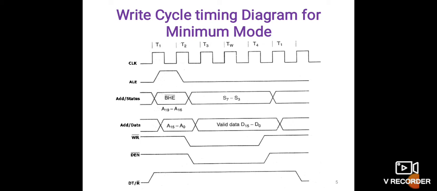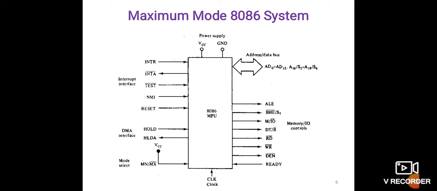And here you could see that the higher order information, address information, is latched during the first T state, and the valid data is placed right from the end of the second T state. And in the maximum mode 8086 system, this is the overall pin configuration, and here also we have the interrupt, DMA, the mode selection, and certain memory, IO and control signals.